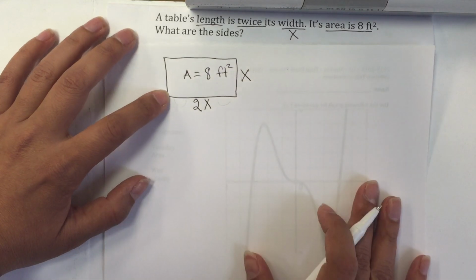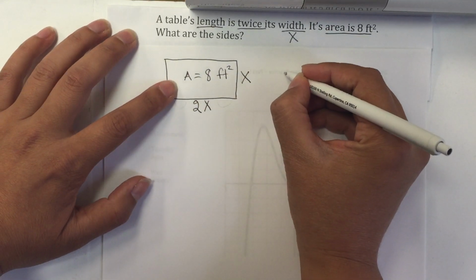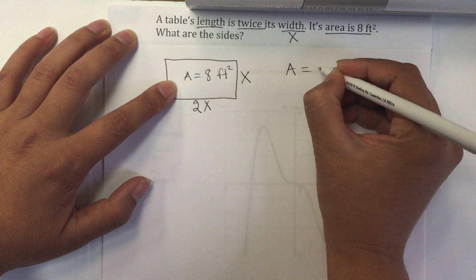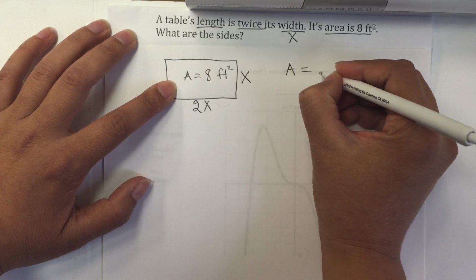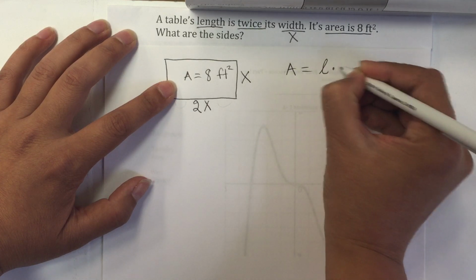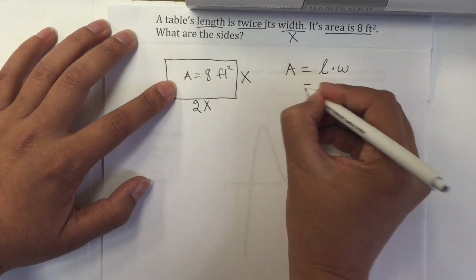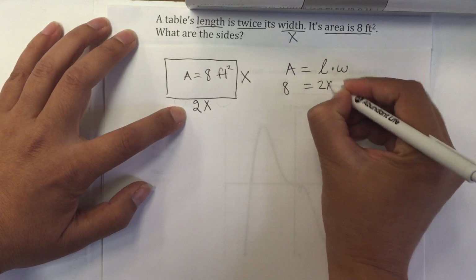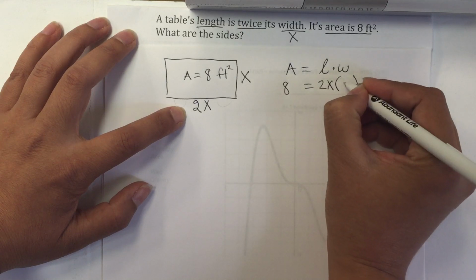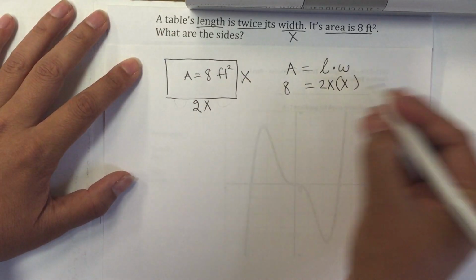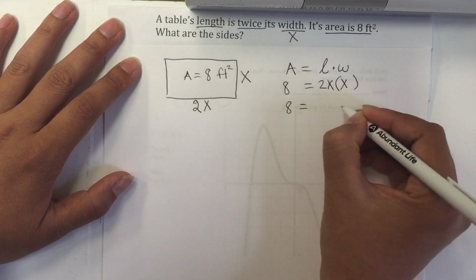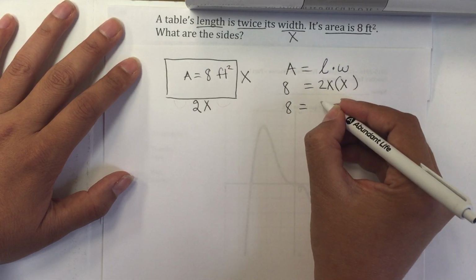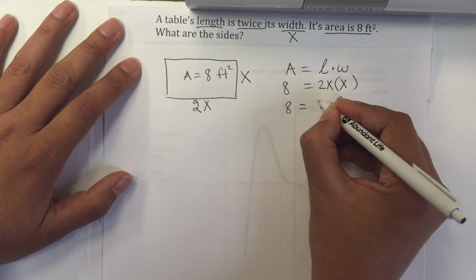Now, for this one, we are going to have area equals, again, length times width. The area is 8. The length is 2x. And the width is x. We multiply. And so 2x times x is 2x squared.